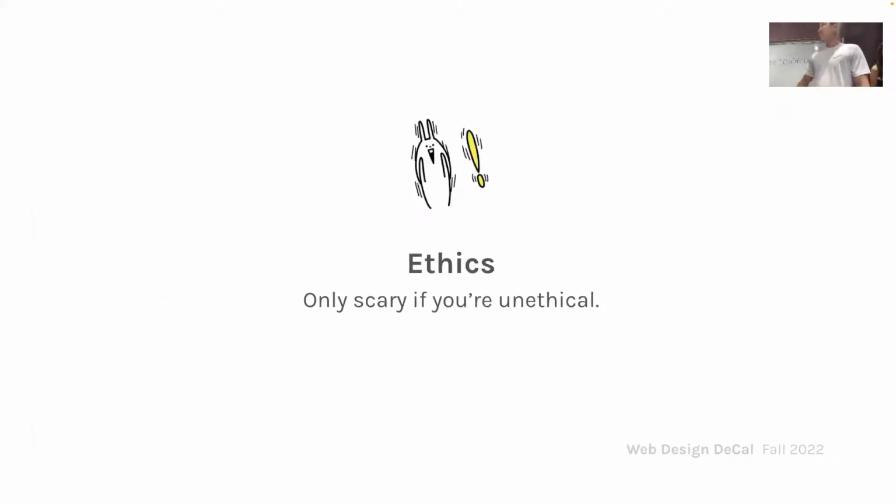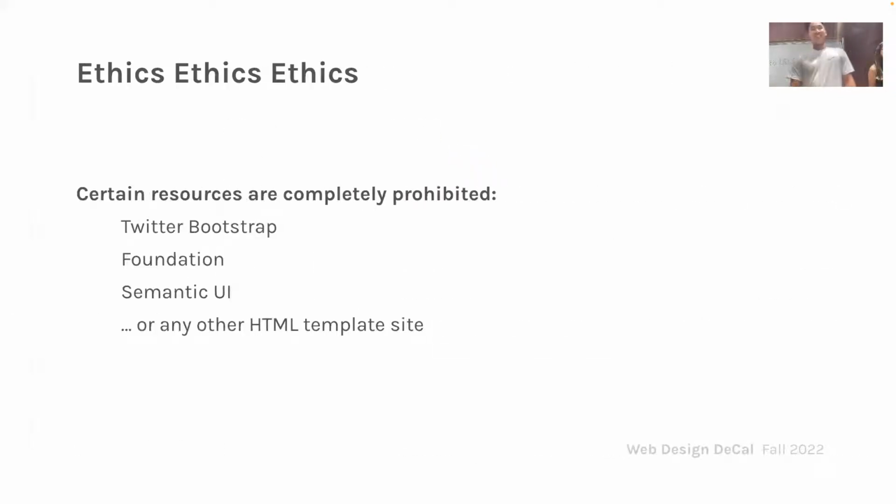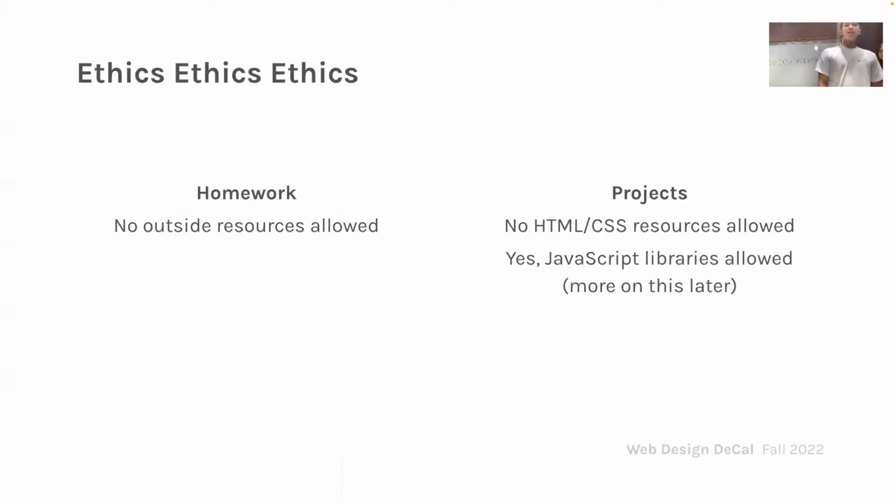All right, this is the part of the course that's pretty sad, but it's not that sad if you don't cheat, so please don't cheat. These resources, you might not have heard of them, but if you haven't, please don't use them in this course. These are basically libraries that automate the web development process for you. Since we're trying to build fundamentals here, please don't use these resources in your assignments. For homework, no outside resources allowed.